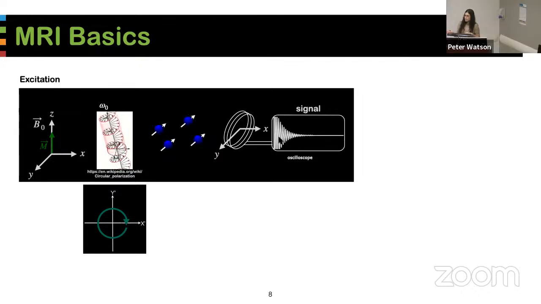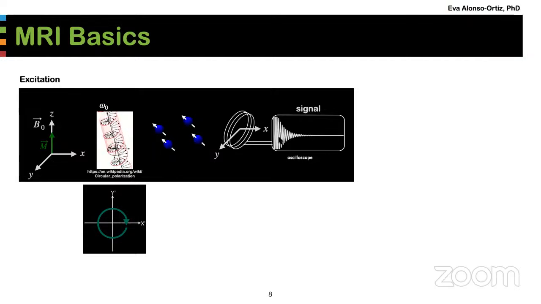Once you've done that, you don't keep that B1 field turned on, you turn it off. If you turn it off, the spins are going to want to now realign back with B0. If they realign back with B0, you're no longer going to measure a current in that coil. So your current's going to decrease, and it's going to do so exponentially.